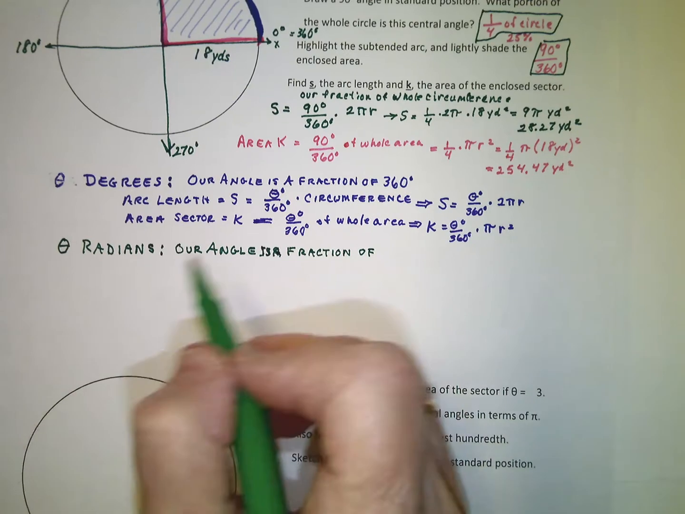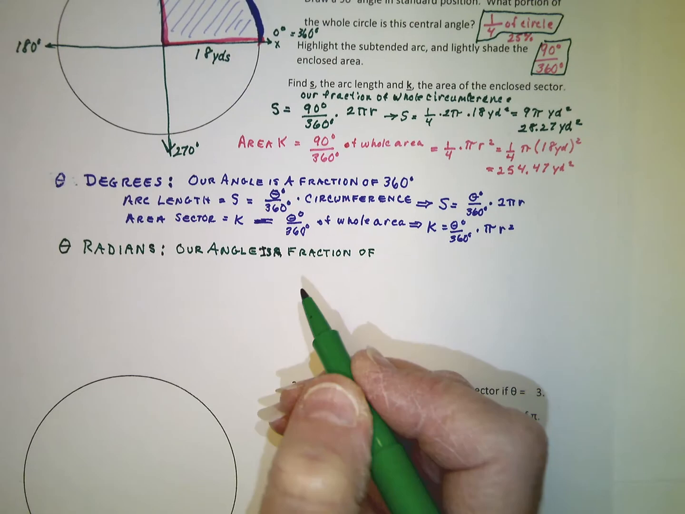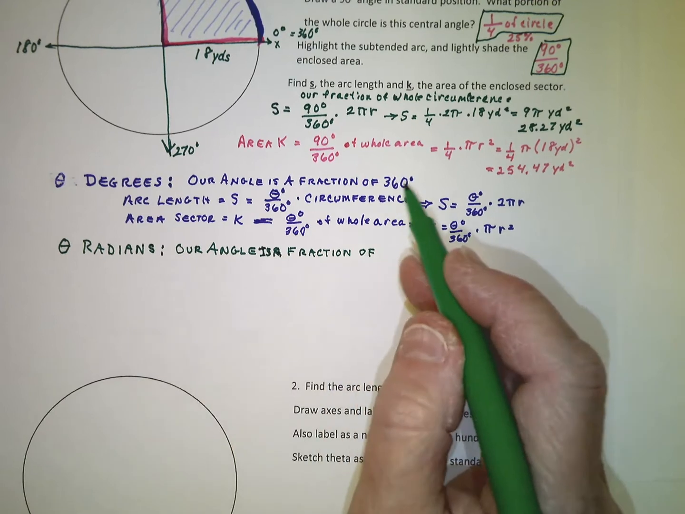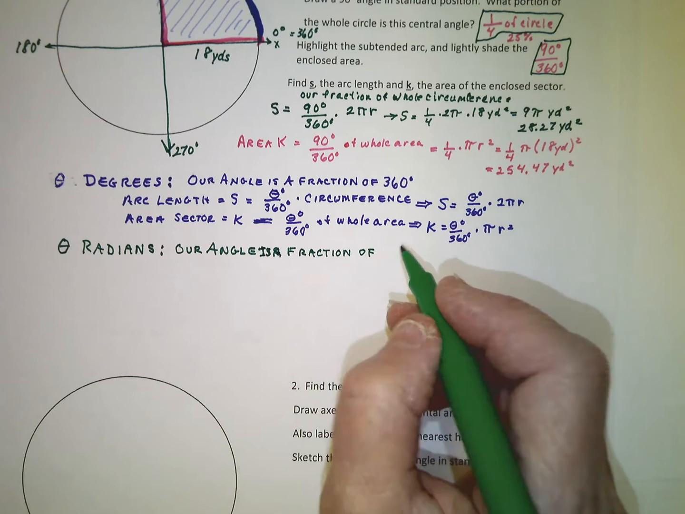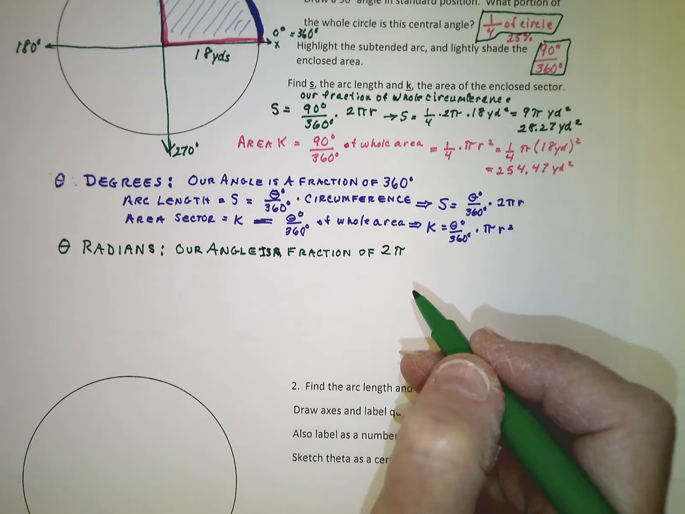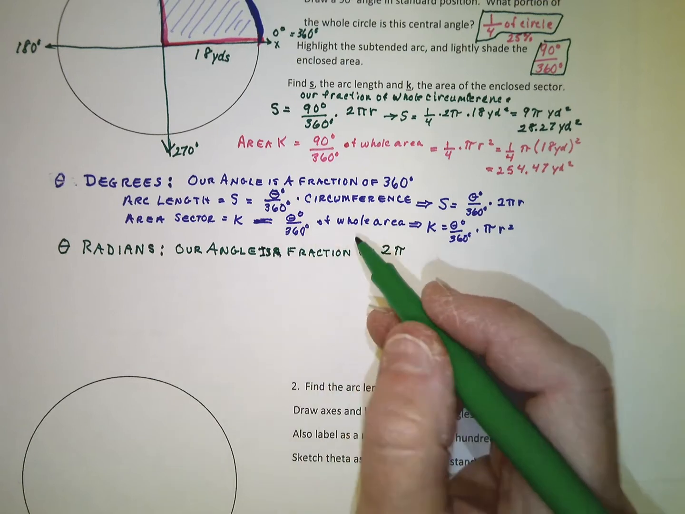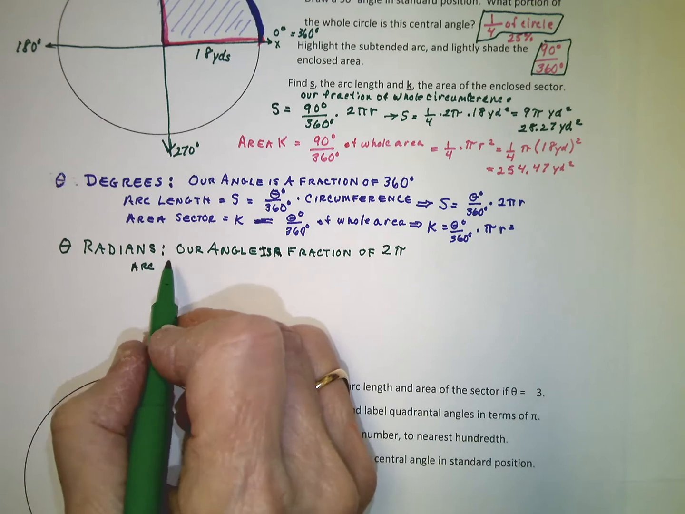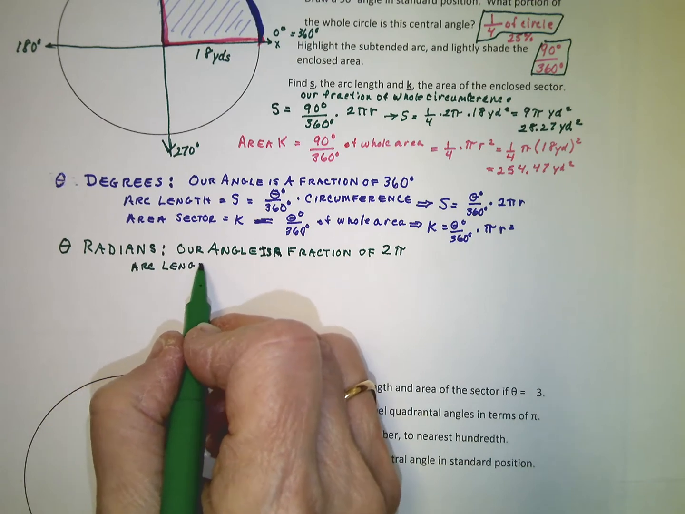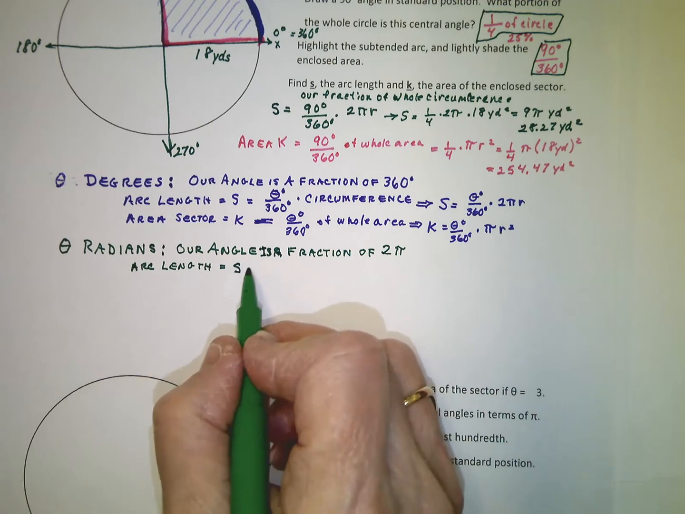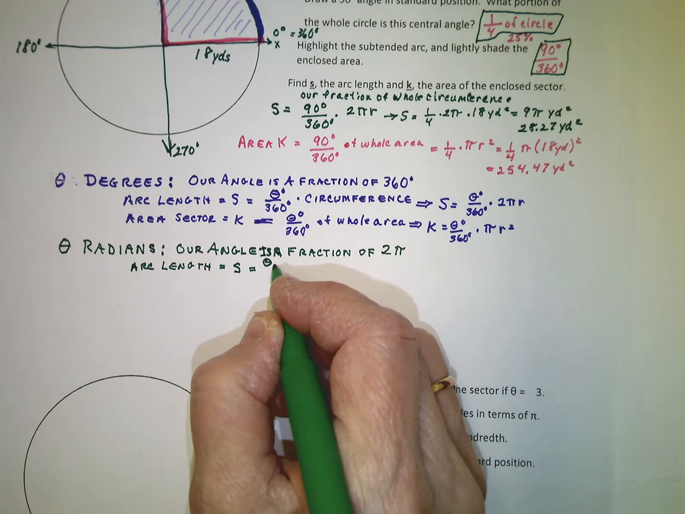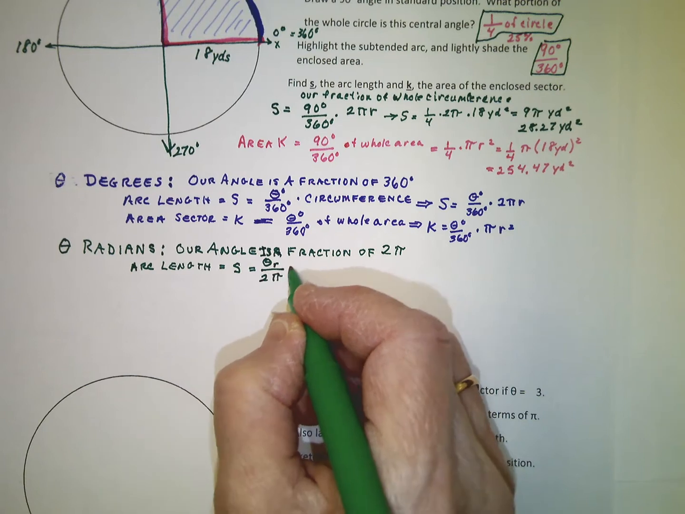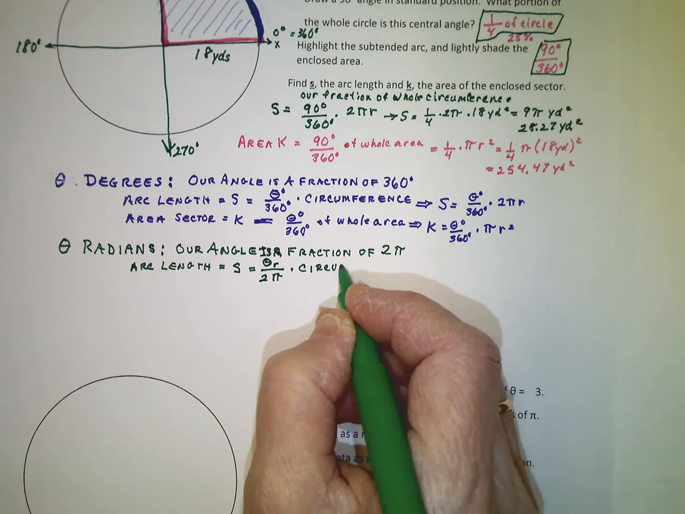So when we try doing this with radians, it's going to look a little messier in the beginning, but it will get simpler. Our angle is still a fraction of the whole circle, except we're not going to call the whole circle 360 degrees. In radians, the whole circle is 2 pi. So we're going to have the same kind of thing, except it's all going to be out of 2 pi. So the arc length, and that's going to be theta, and I'm going to put a little r down here for radians, out of 2 pi times the circumference, which I'm going to abbreviate.